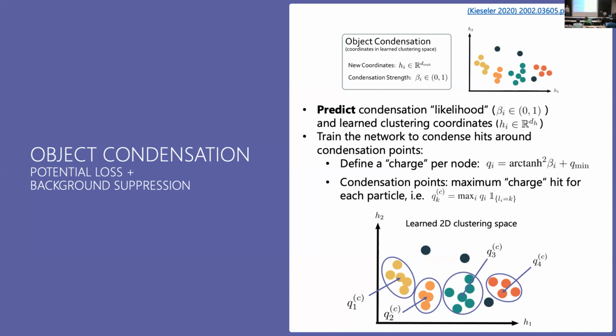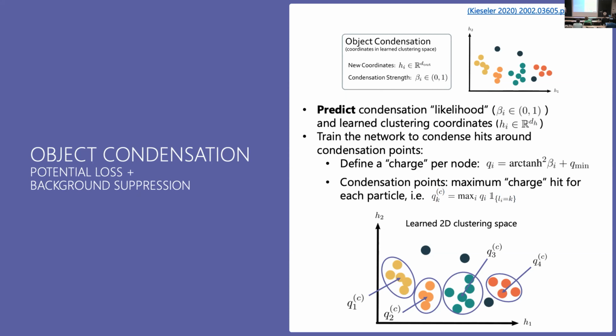So what is object condensation in this context? The idea, as I said before, is to have hits that belong to the same track condensed in some sort of learned clustering space. For the rest of this talk, I've taken it to be a two-dimensional clustering space, so H1 and H2 here are the learned clustering coordinates. For every node, every hit, you predict two quantities: first, a condensation likelihood, which I'll explain in a minute, that's beta, and the learned clustering coordinates. Here there would be two of them.